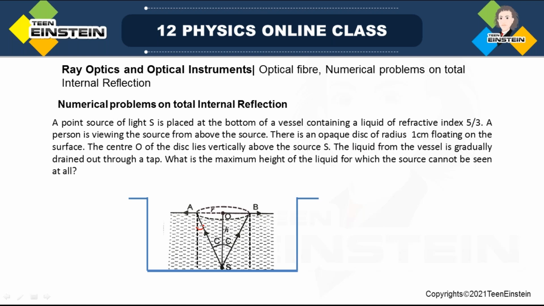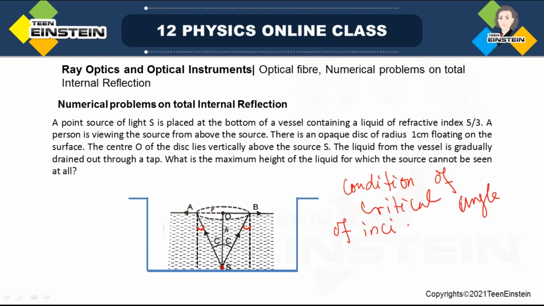So this is the condition for critical angle of incidence. If this kind of question comes, you have to use this condition of critical angle of incidence. So you have to write simply sin theta c is equal to... So this angle of incidence, this angle is theta c.